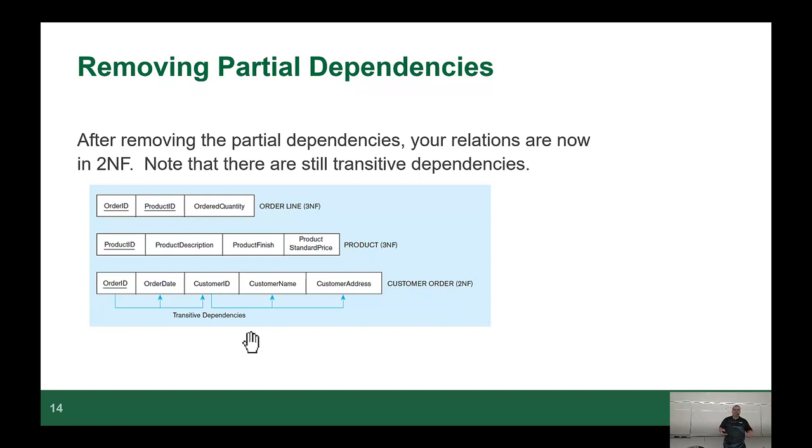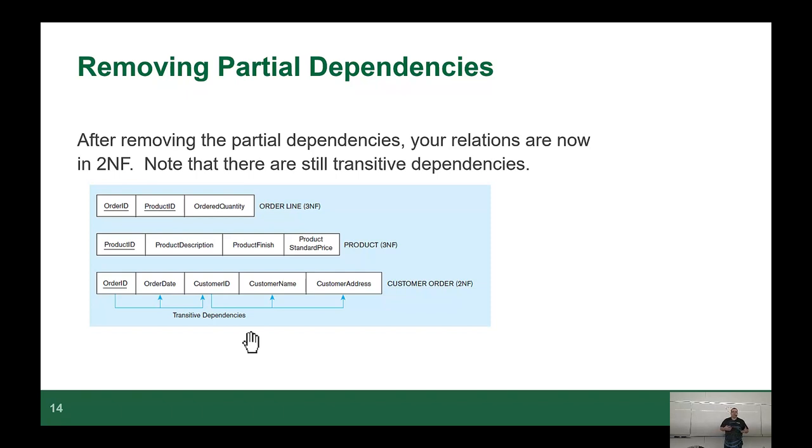Now, once we've done that, our order line is in third normal form because every non-determinant is dependent on the entire key. So the quantity is dependent on the entire primary key. The product is also in third normal form. The price, the finish, and the description depend entirely on the product ID. Therefore, it's fully dependent on itself. Not necessarily the best design, but it's fully dependent on itself. Therefore, it's also in third normal form.